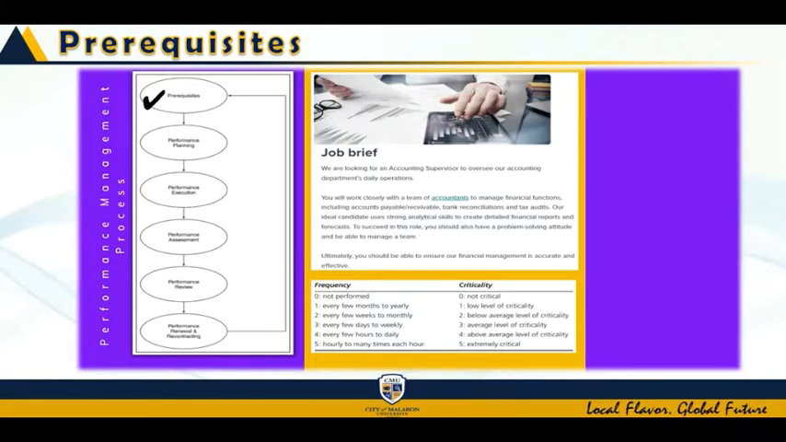Now, let's have an example. This job description or job brief is about the job of accounting supervisor. As you can see, the job is about managing the financial function, including payables or receivables, or even the reconciliation of the bank or how to audit taxes. So whatever candidates you may have for accounting supervisor, all the details are here already.